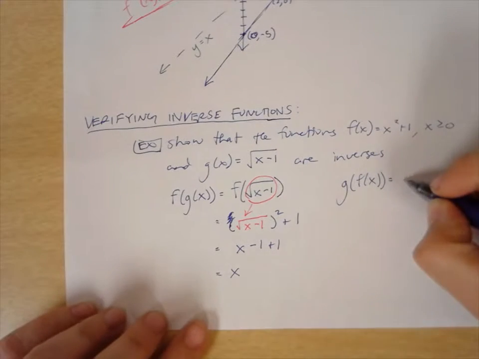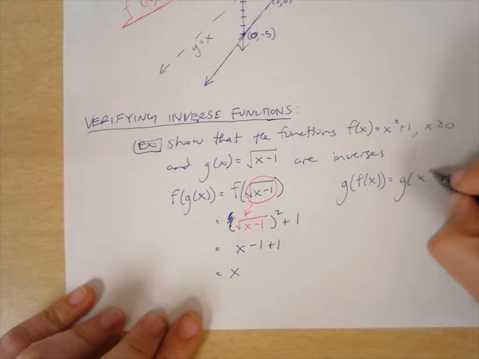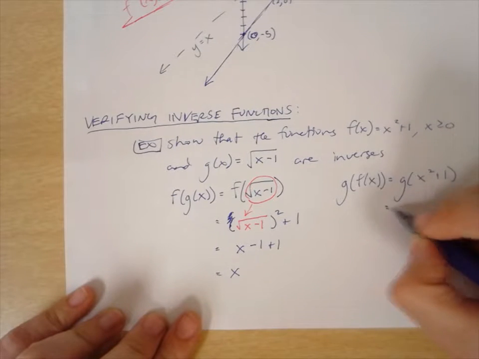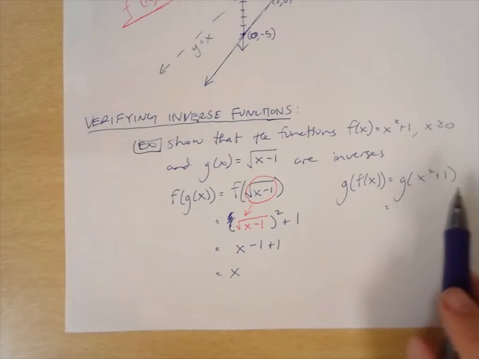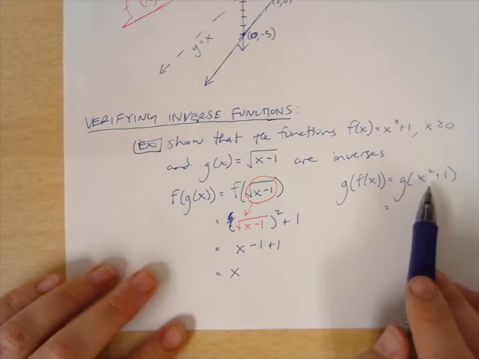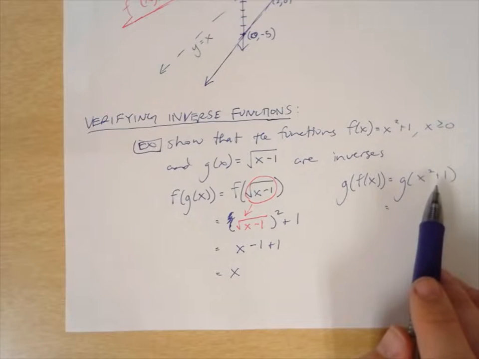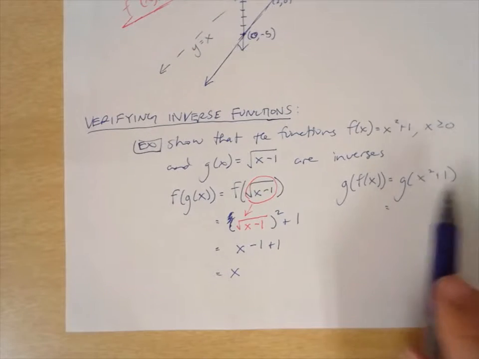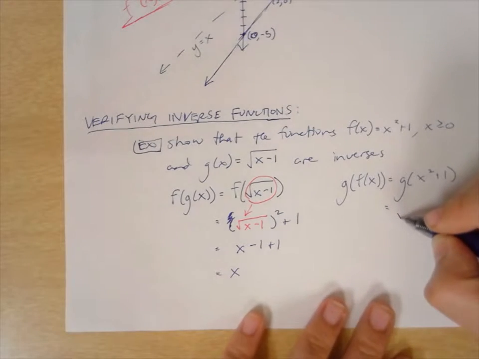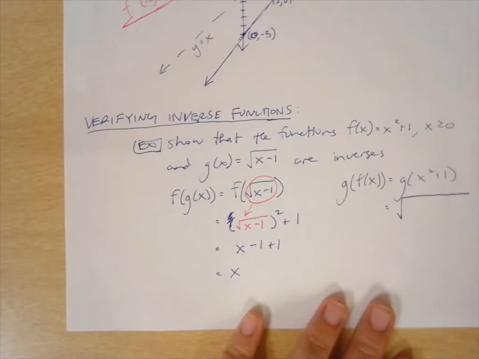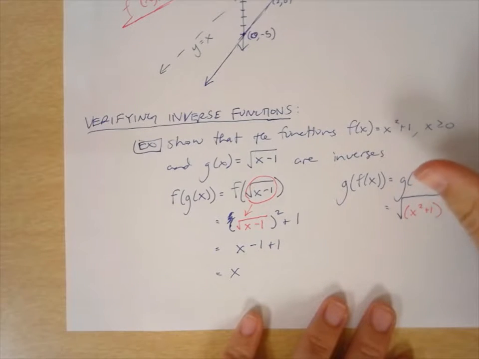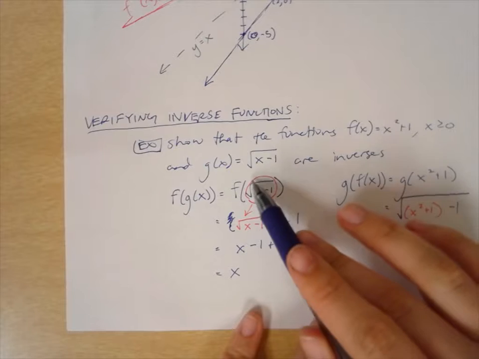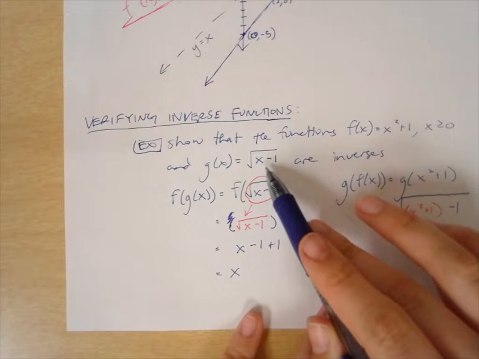then I would get g of x squared plus 1, which means I would be squaring... pardon me. I'd have everything under the radical still, but then instead of writing x, I would be writing x squared plus 1. And I'd still have the minus 1. So everything is the same except for the x. I wrote x squared plus 1.